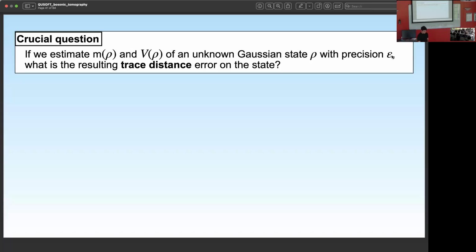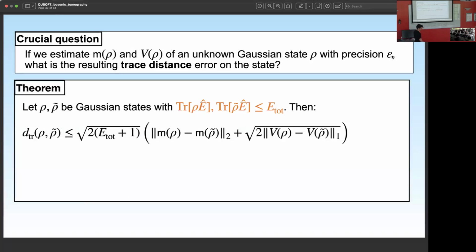We can answer this question by finding a bound on the trace distance between two Gaussian states. You can imagine that rho is the unknown state and rho tilde is your estimate. The first moment and the covariance matrix can be measured experimentally; it's feasible to do in the lab via homodyne detection. So say you measure the first moment and the covariance matrix, and you say your state is the Gaussian state rho tilde with the first moment and covariance matrix that you measured. We want to understand what the error on the state is.